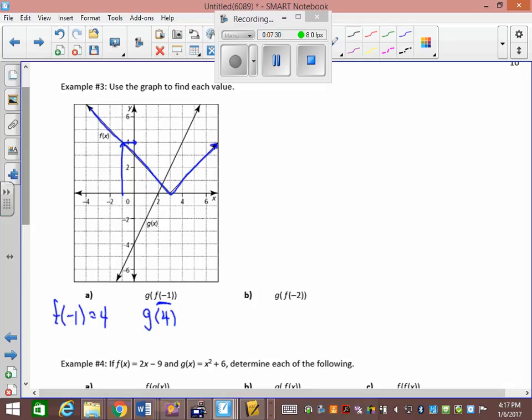So now I'm trying to find g of 4. So I go to where x is 4, follow it up to the g graph, follow it over. y is 4 for that one as well, because we're looking at the other line now. And there's my answer.